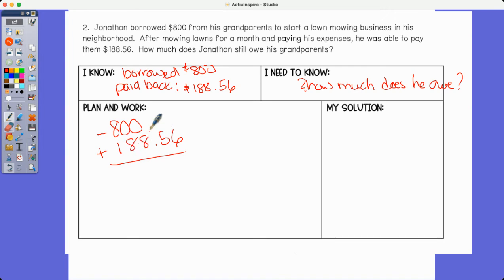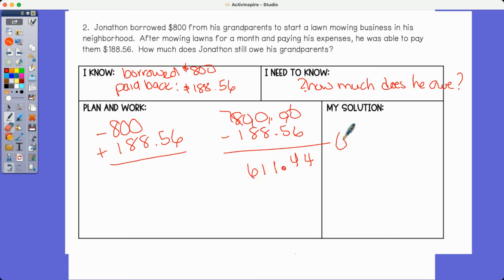So it's fine. These are opposite signs, so I am going to subtract 800 minus 188.56. And I'm going to do some math magic and borrowing, stuff like that. I get a 4. I get a 4. My decimal point, a 1, a 1. He owes $611.44. And I won't put a negative here, even though, yes, owes does mean negative, just because he has a negative balance, but he owes his grandparents that money. So it's kind of a little bit different.